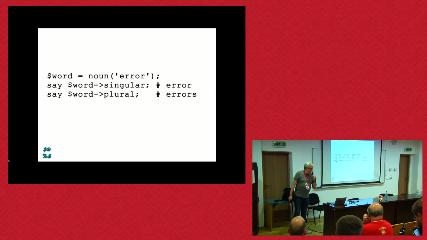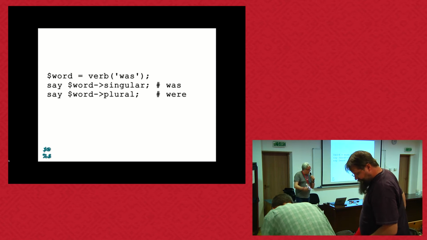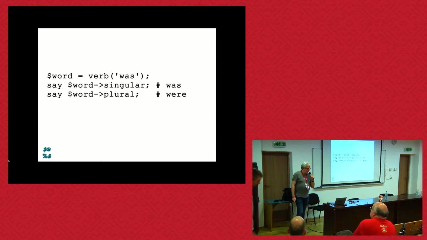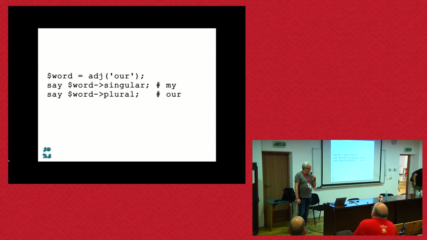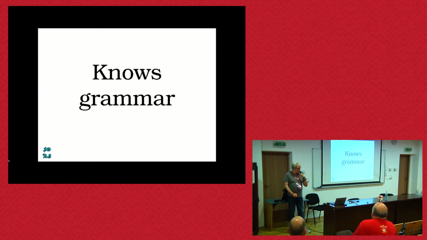It's very simple to use. It has these helper functions that create objects. So you call noun, pass it the text that you want to inflect, catch that object in a variable, and then you can call singular or plural, and you get either error or errors. Very simple. Similarly with verbs, pass it the verb was, and it will make the difference between was and were. And again, for adjectives, it understands that our is a plural, and it will give you the singular, which is my. Nice and easy. So it knows grammar, so you don't have to, although it probably helps.